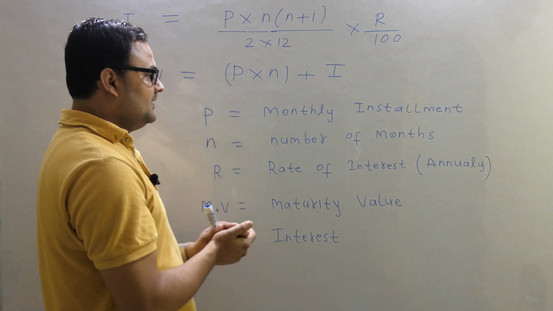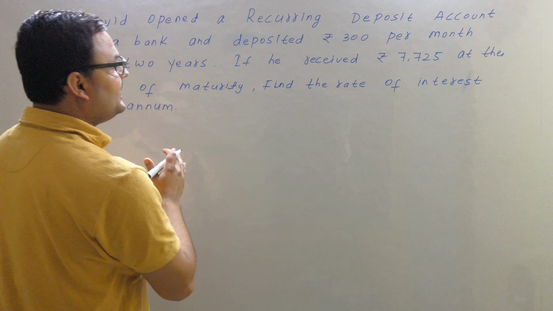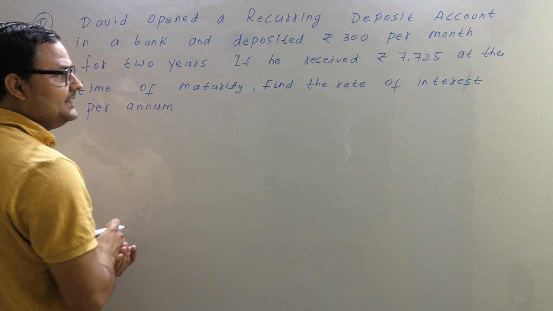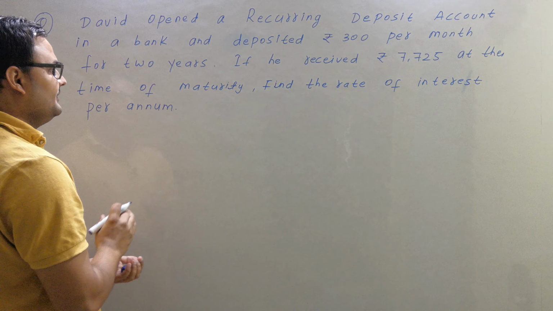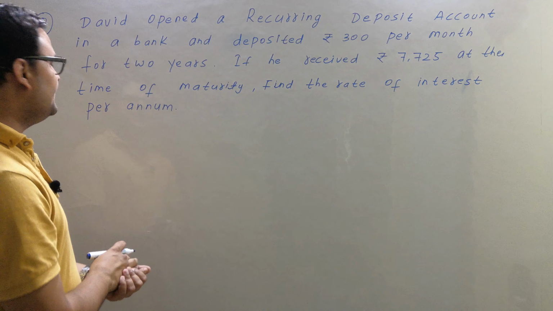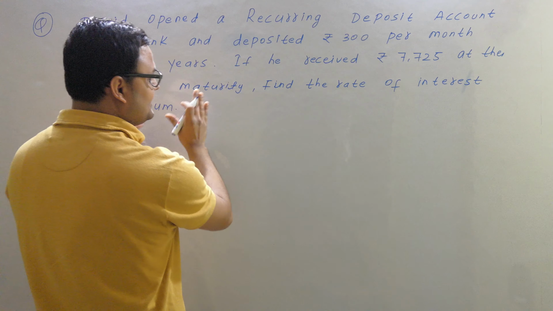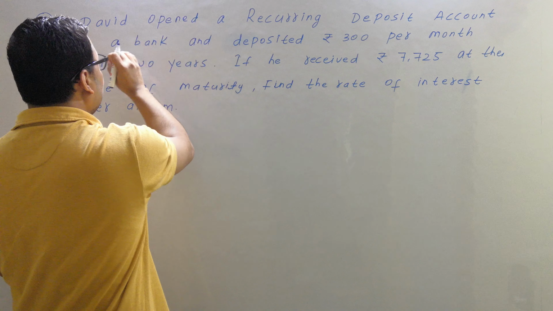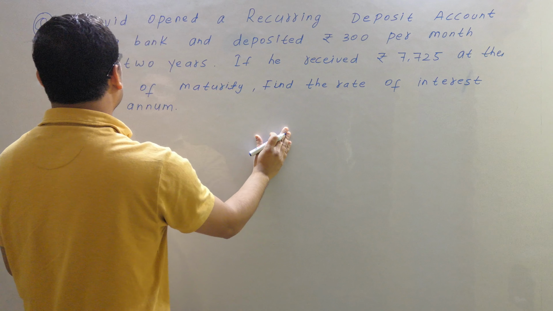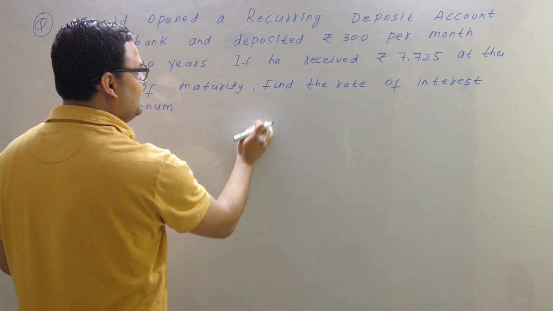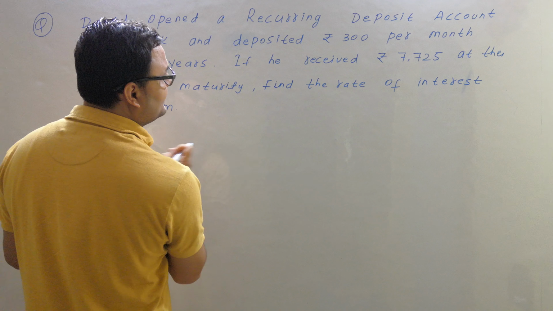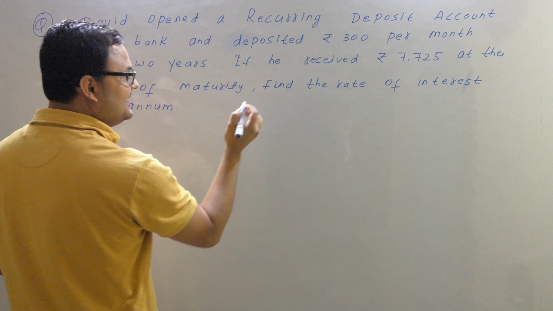Now we have the first question. David opened a recurring deposit account in a bank and deposited rupees 300 per month for 2 years. If he received rupees 7,725 at the time of maturity, find the rate of interest per annum. So how to do? First, whatever the data is given, just write it down. David deposited rupees 300 per month. It means the P, the monthly installment.